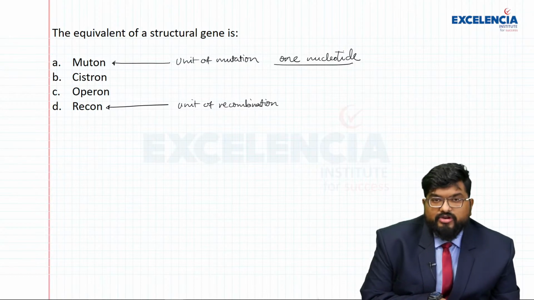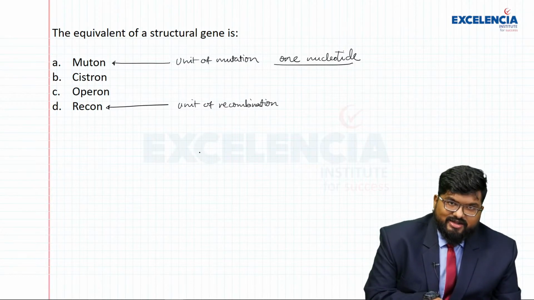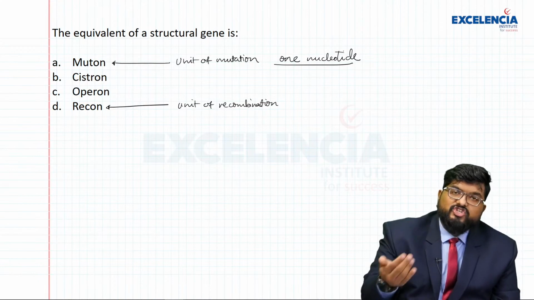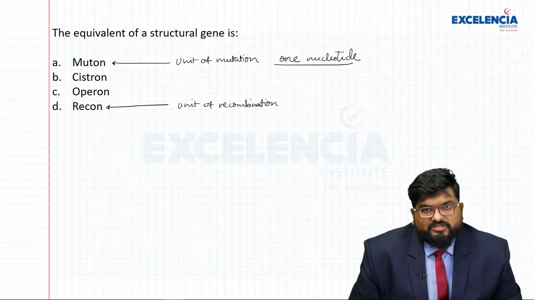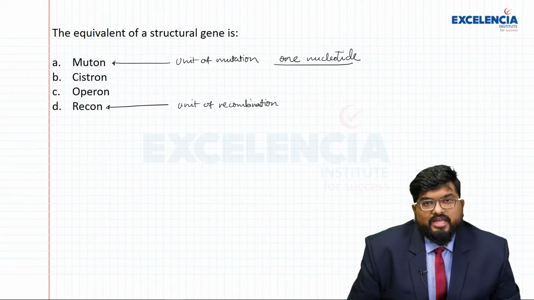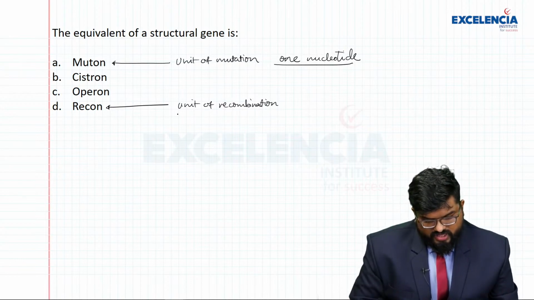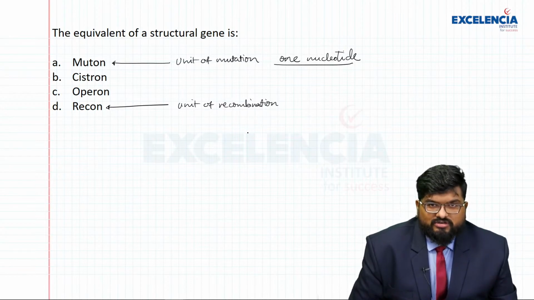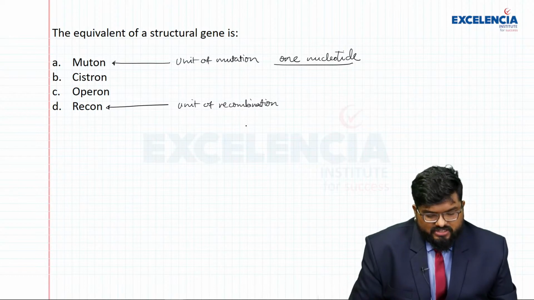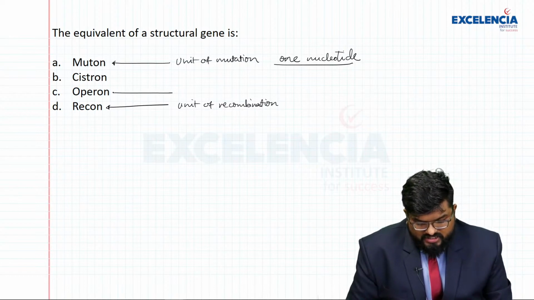If we are talking about recombination, these are the genes that undergo recombination or exchange between homologous chromosomes. Are you getting it? They undergo exchange between the homologous chromosomes. So that is the unit of recombination. Are you getting it? Yep. So that is recon.